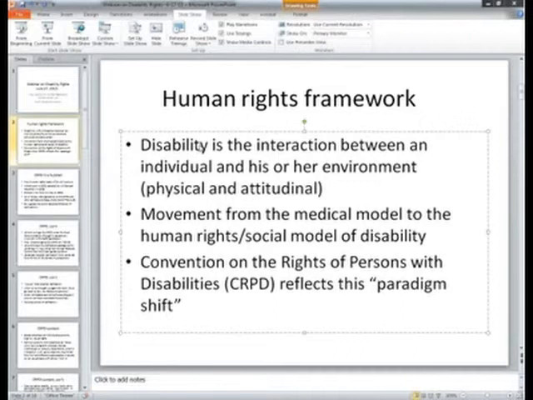The human rights framework in which disability exists will be familiar to many of you. We think of disability not as a problem located within a particular person, but rather as the interaction between an individual and his or her environment. That could be a physical environment, or it could be an attitudinal environment. The individual may or may not have a physical or mental impairment, but whether that impairment limits him or her in participating in society really depends on societal attitudes and structures, and that's the primary focus of human rights law now with respect to people with disabilities.